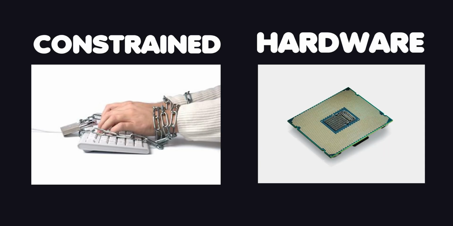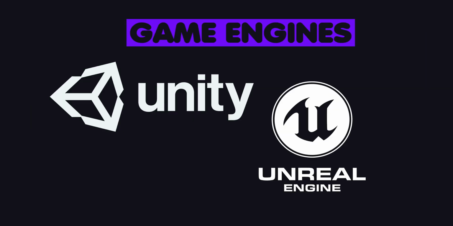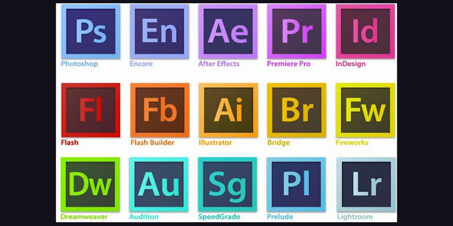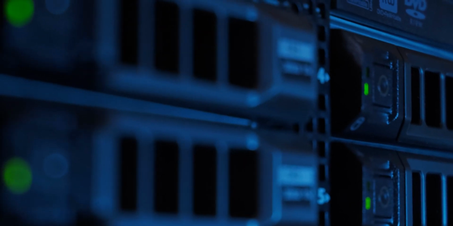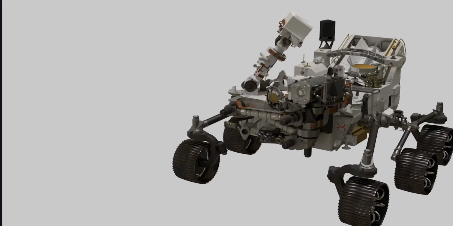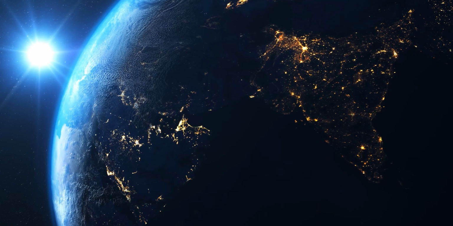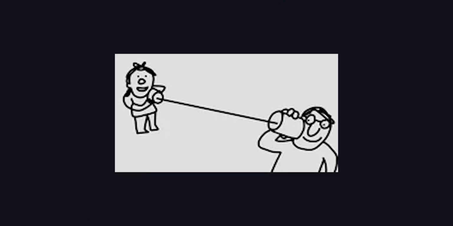C++ is used in a wide variety of systems with constrained hardware demands, like Unity or Unreal game engines, the whole of Adobe Suite that was used to create this video, the backend servers that are streaming this video, embedded systems like your washing machine or even the Mars rover. It is used all over the place and you're constantly interacting with applications that have been written with it.